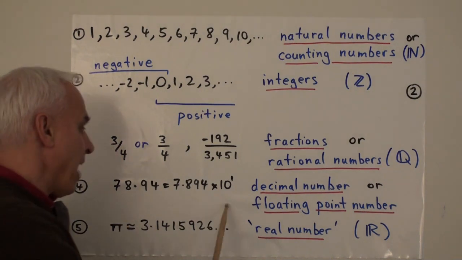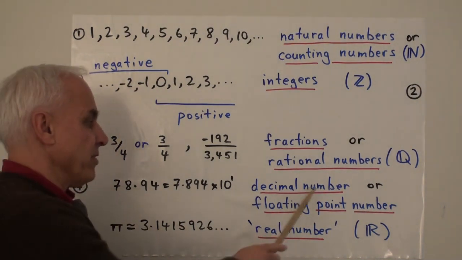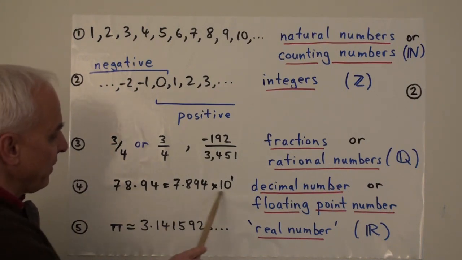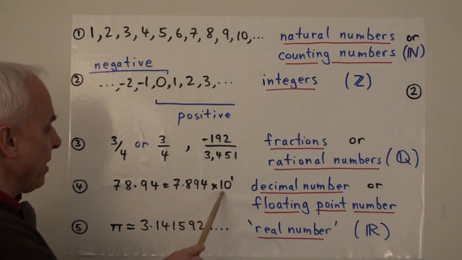In engineering applications and science, floating point or decimal numbers are very important. So here is the number 78.94. That's the decimal point there. And in scientific notation, this would be written as 7.894 times 10 to the 1.